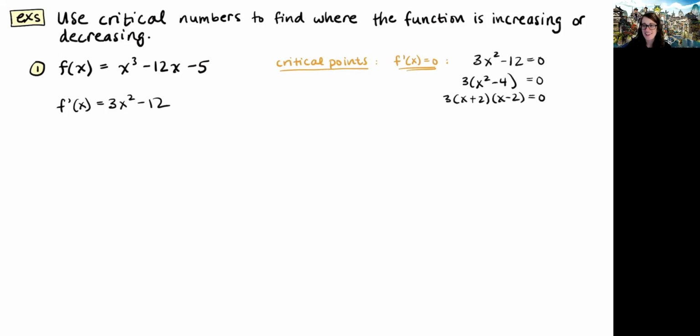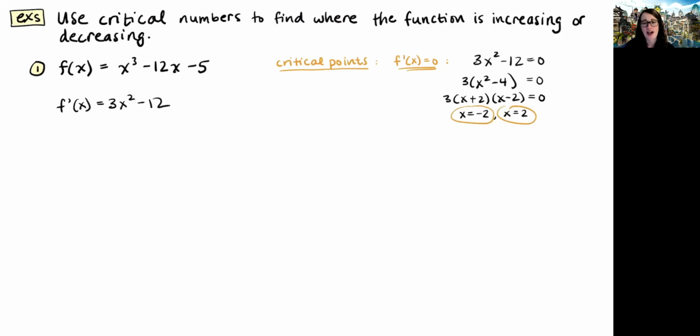So we've got 3 times x plus 2 times x minus 2, all set equal to 0. Having a factored thing set equal to 0 is the best way to have this, because then all we need to do is set each of the factors equal to 0. 3 doesn't give us anything. There's no x's there. We will get an x equals negative 2 from the x plus 2 factor, and then we'll get an x equals positive 2 from the x minus 2 factor. So here are two critical numbers.